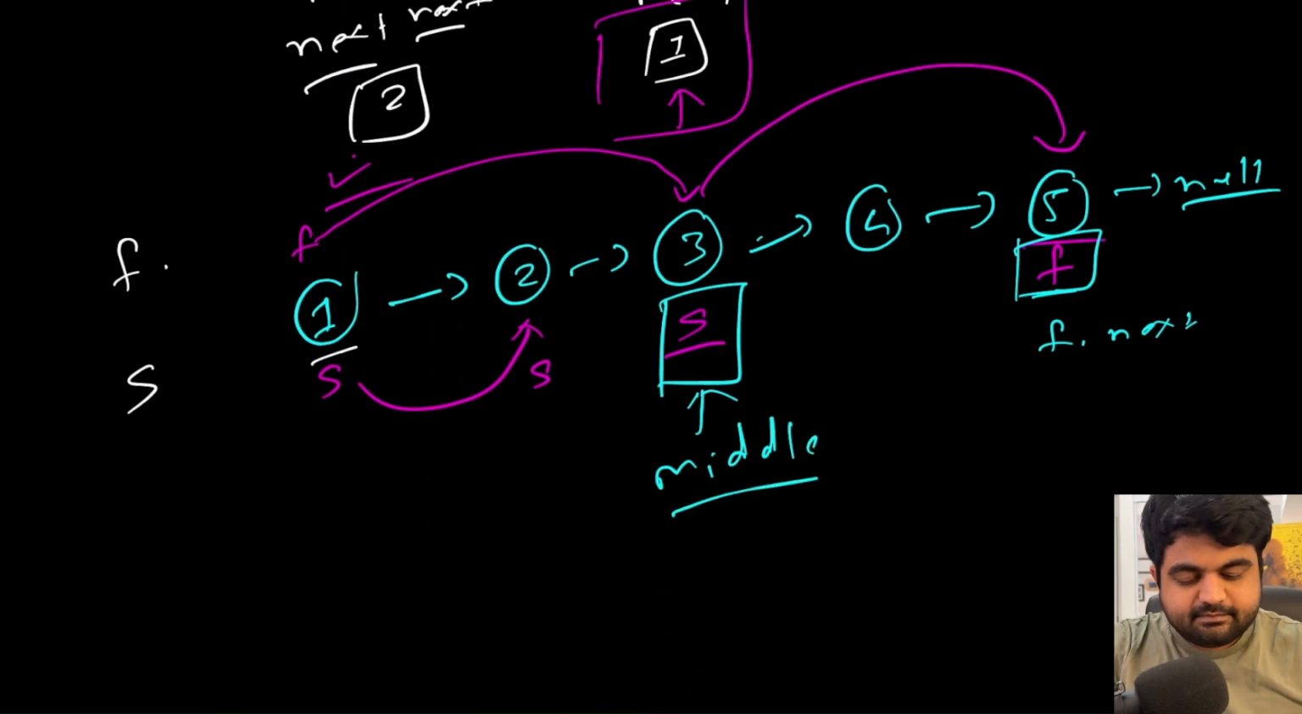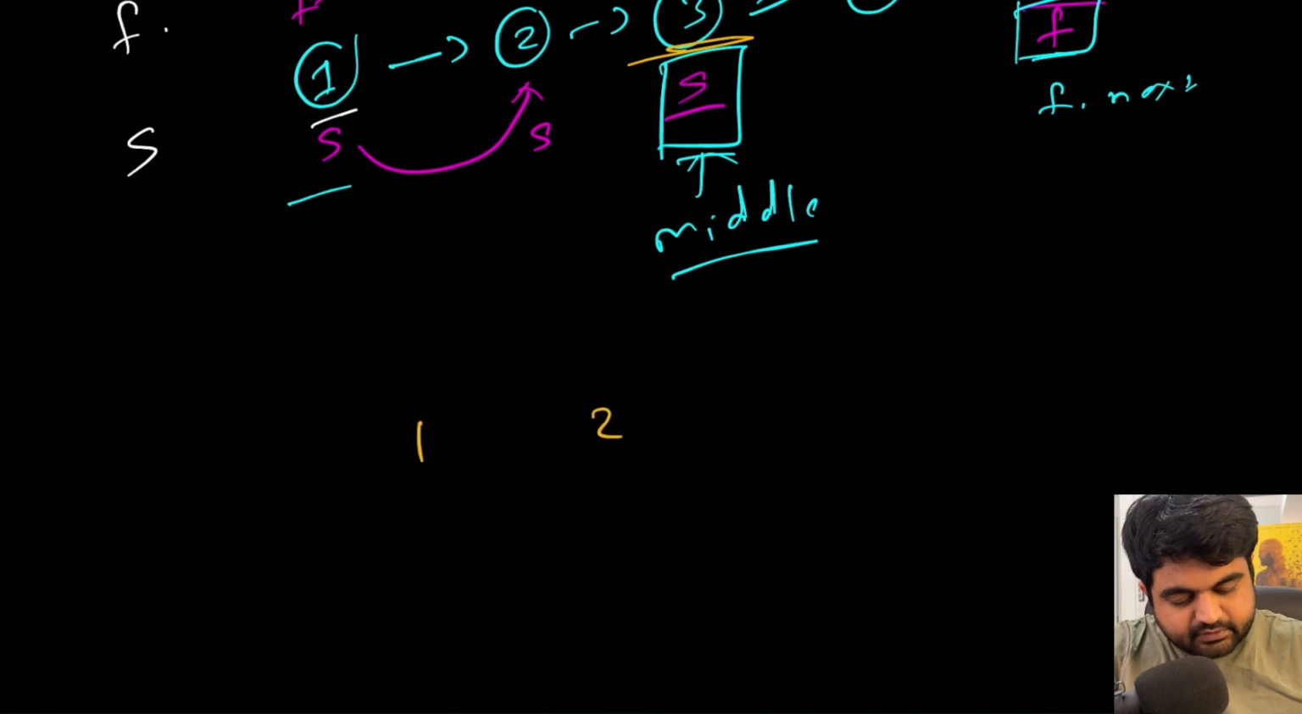So whatever the position of the slow pointer is has to be the middle pointer. And in this case, based on the number of hops we take from start to end, we can determine whether this is an odd-length linked list or an even-length linked list. And based on that, we can determine which middle portion we will need to check. So now we have a linked list with 1, 2, 3, 4 and 5.